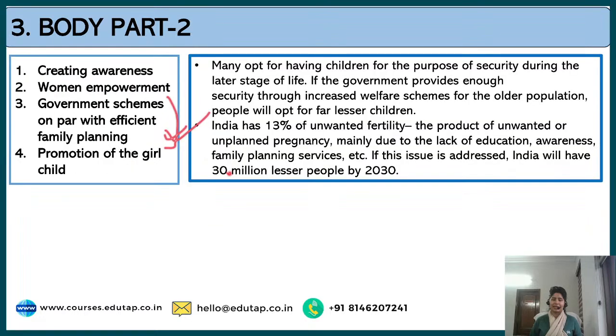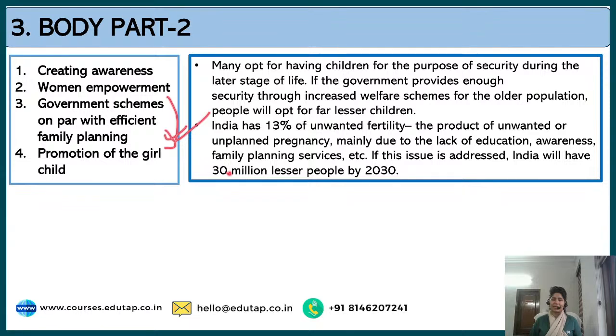The fourth one is promotion of the girl child. I have already emphasized this enough. You can mention the Beti Bachao, Beti Padhao scheme, which is running very successfully to improve the child sex ratio of the country. When the child sex ratio improves, people feel that daughters are as good as sons. Then obviously people don't tend to continue having children until a male child is born. So that's your body part 2.